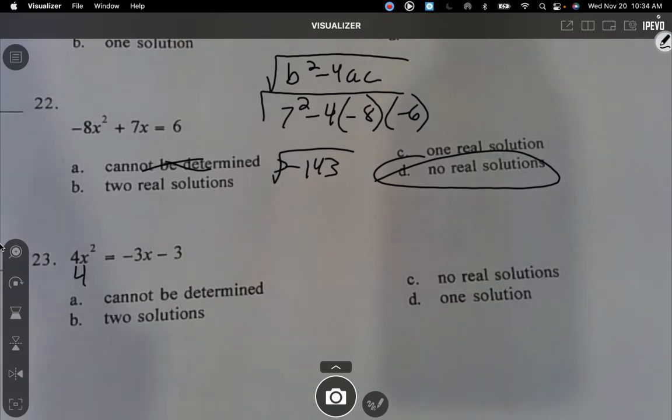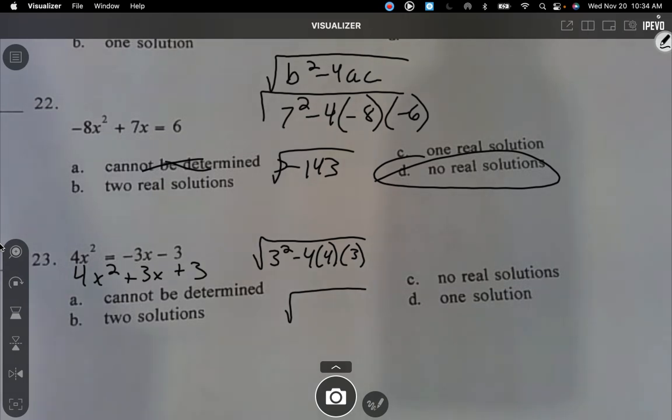This one, it would be plus 3x plus 3. Let's try this one. Remember, you have to move them all together. So I get b squared minus 4ac, that's 3 squared minus 4 times 4 times 3. I'm going to get another negative. Did y'all get another negative? So it's negative 39. Again, that one is no real solution.